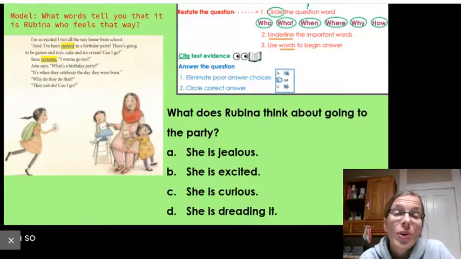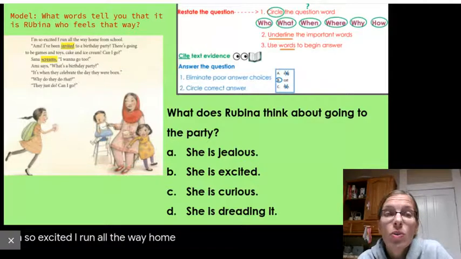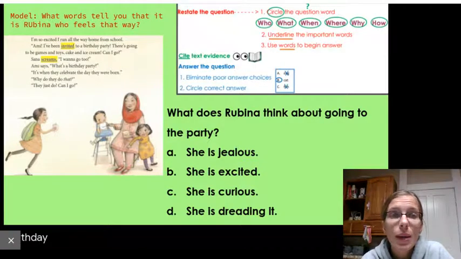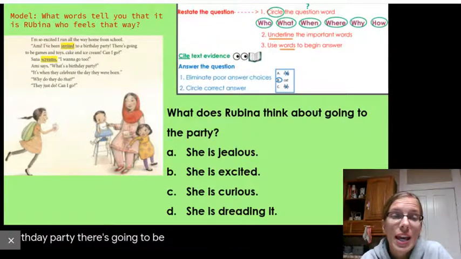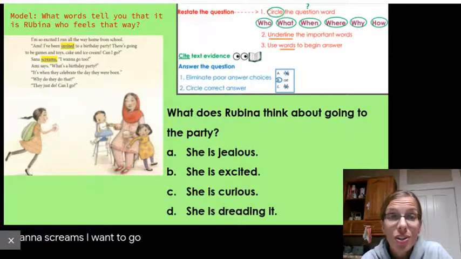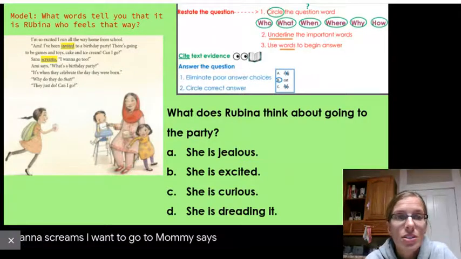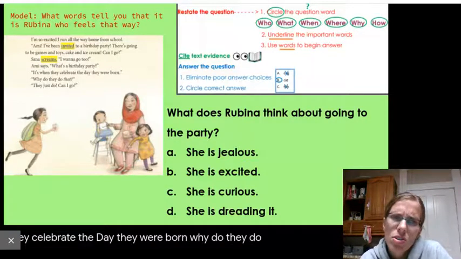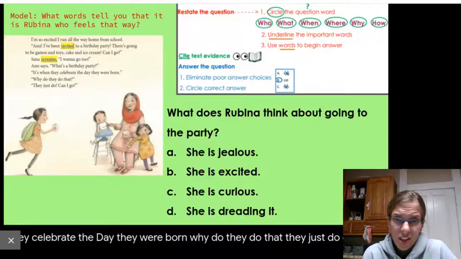I'm so excited I run all the way home from school. Ami, I've been invited to a birthday party. There's going to be games and toys, cake, and ice cream. Can I go? Sana screams, I want to go too. Ami says, what's a birthday party? It's when they celebrate the day they were born. Why did they do that? They just do. Can I go?